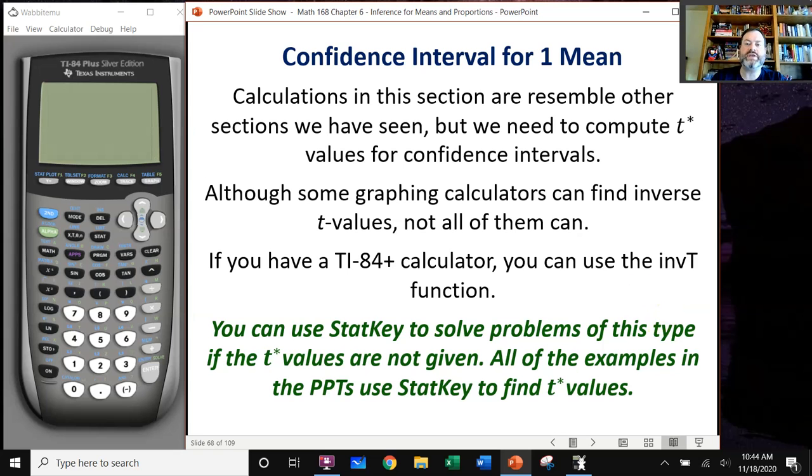So calculations in this section resemble other sections we've seen, but we need to compute t star values for confidence intervals. Although some graphing calculators can find inverse t values, not all of them can. If you have a TI-84 plus, you can use the inverse t function. So I'm going to talk a little bit about the inverse t function as we go through. If you want to use stat key, you can. And all the examples in the PowerPoints use stat key to find the t star values. So I'm not assuming that anybody has a TI-84 plus, because the 83s and some of the Casio calculators, I don't know if they'll do inverse t's.